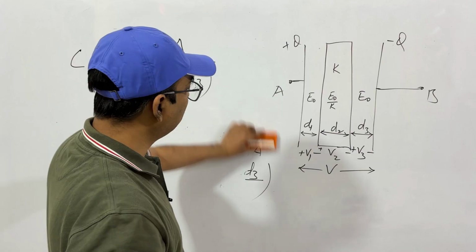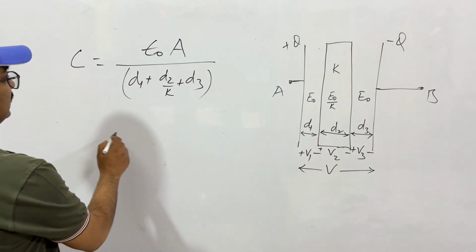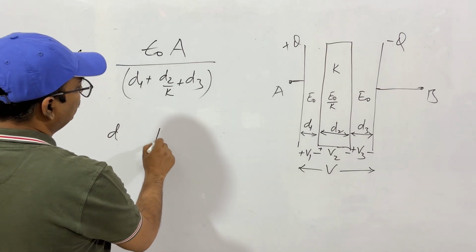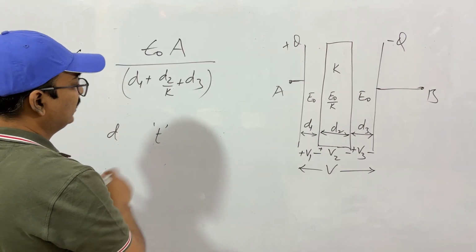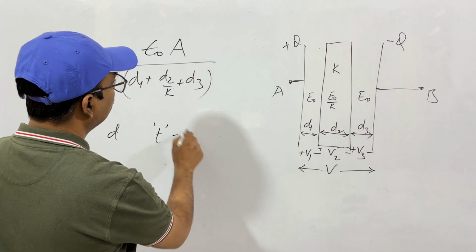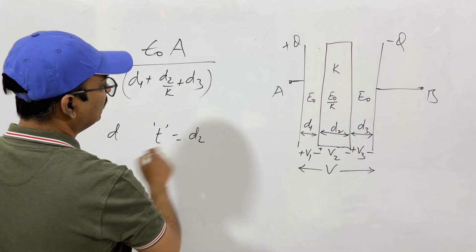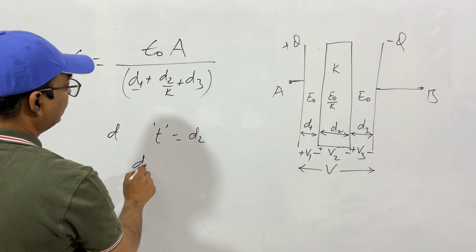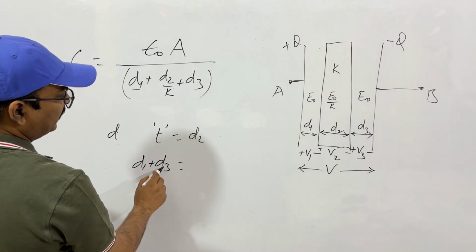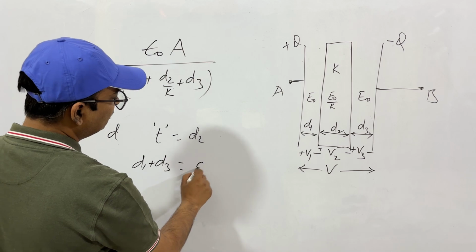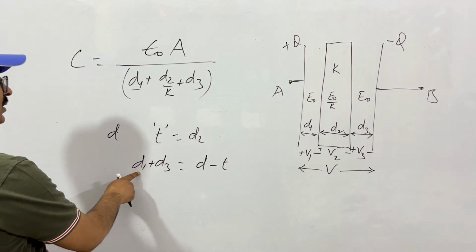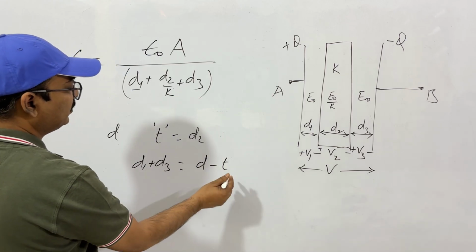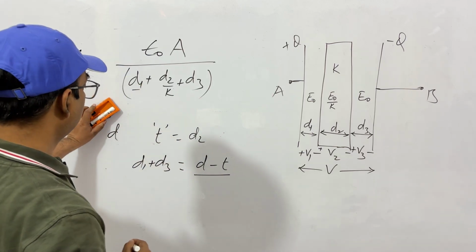Sometimes d1, d2, d3 won't be given. It will be given that the gap between the parallel plate capacitor is d, and we have introduced a dielectric of thickness t. So what does this mean? This means t is equal to d2, which we have taken. So d1 plus d3, what can you write? d1 plus d3 will be d minus t. Clear? Because d1 plus d3 plus d2 is equal to d. So this is d minus t.